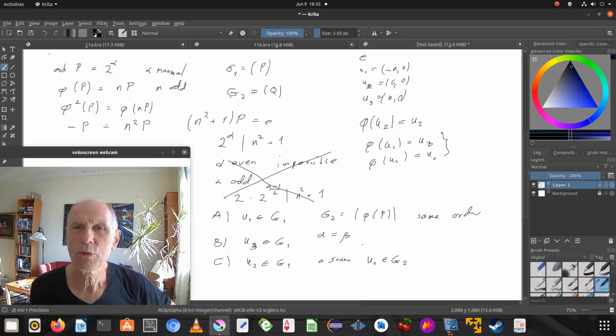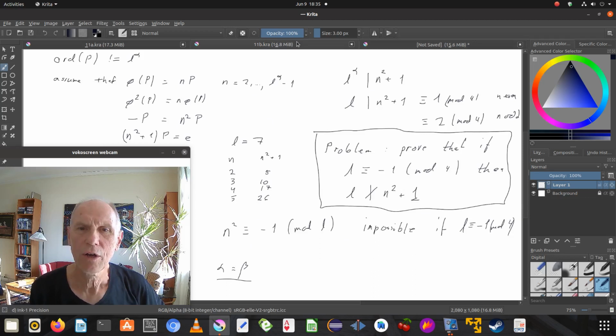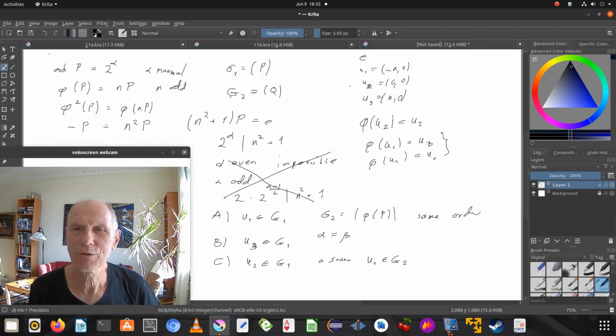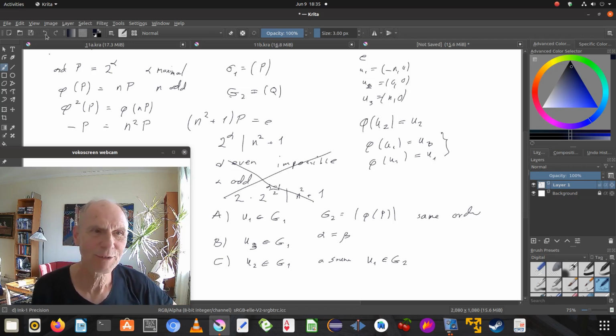What we have to do now is the analog of the thing I tried to do here, but without the lattice, of course, only using something else.